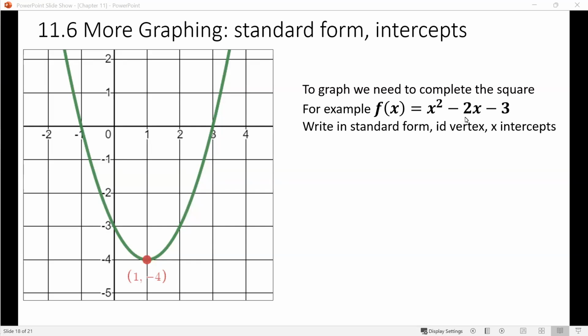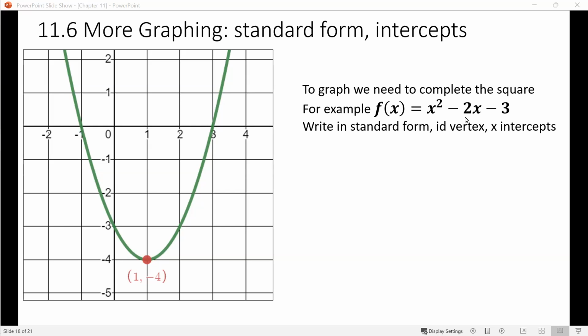Hi, students. Let's do section 11.6, which is some more stuff on graphing these quadratics. So we're going to learn today how to graph a quadratic if it's given to us written in standard form instead of the general form that we saw in 11.5. And we're going to learn how to find the intercepts of our quadratic, okay? So those are the x-intercepts where our graph crosses the x-axis, okay?